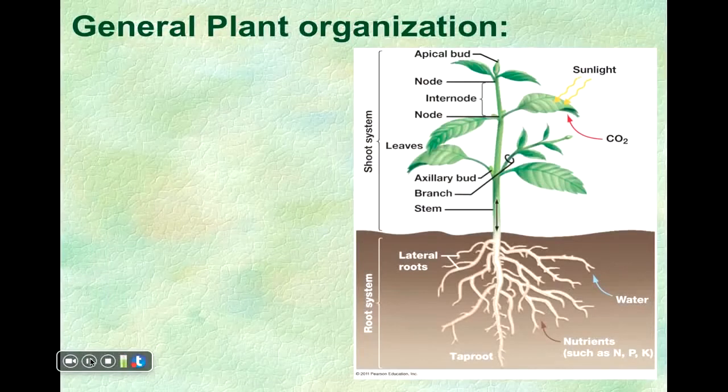Let's begin with just considering a basic plant. Obviously, there's lots of diversity out there, but if you think about a basic plant, they typically consist of an underground portion, of course, the root system, which is there primarily to absorb water and other nutrients within the soil, and the above ground portion, of course, the shoot system, consisting of stems and leaves.